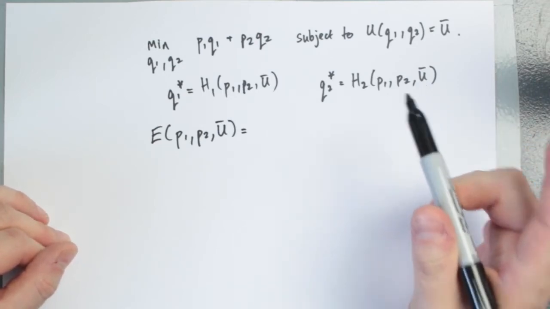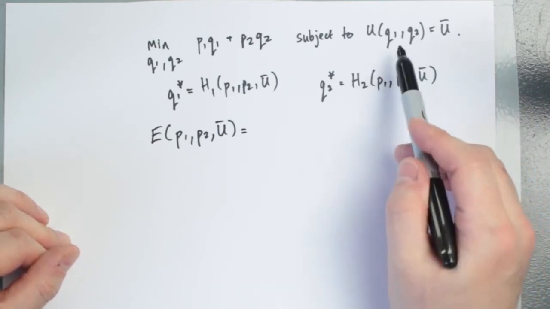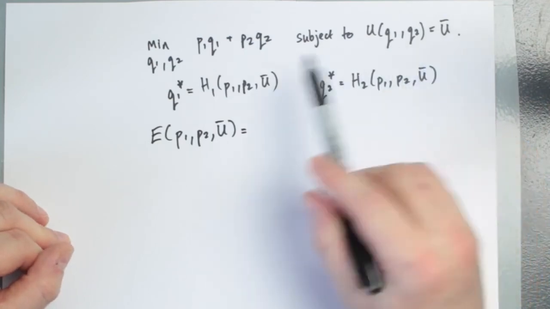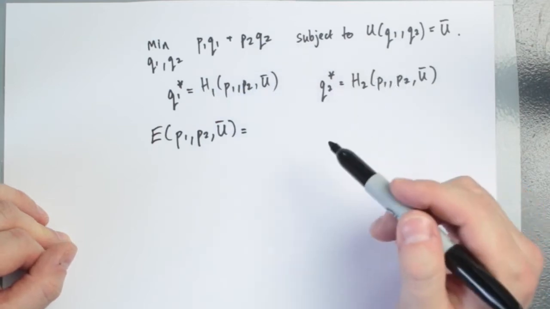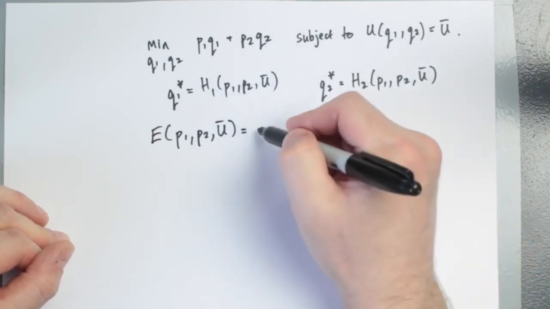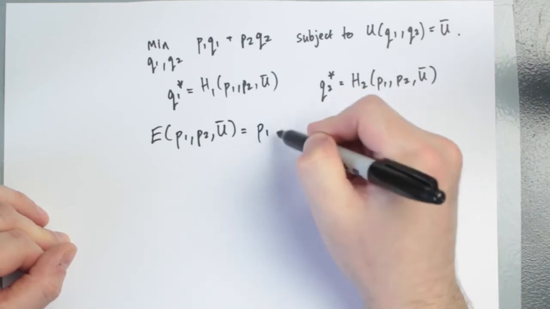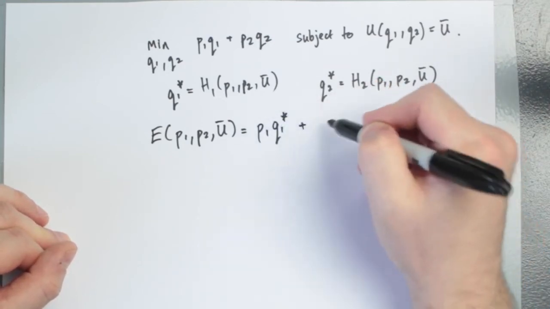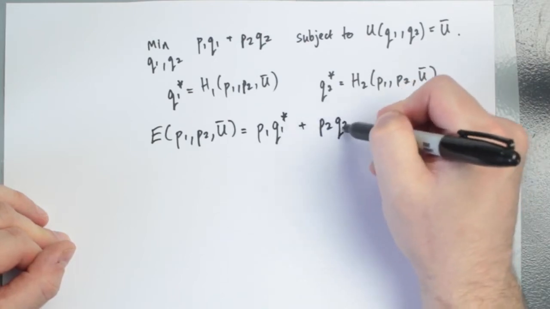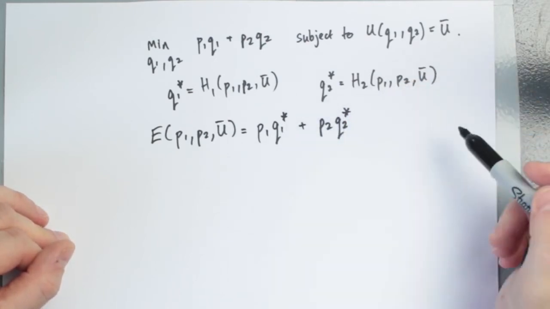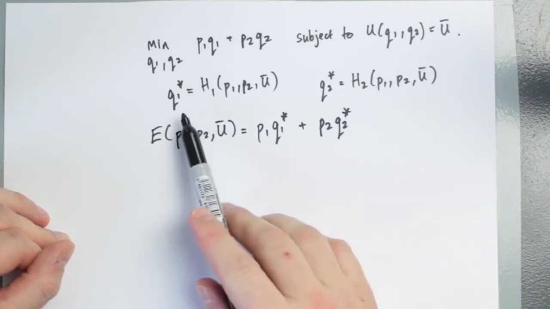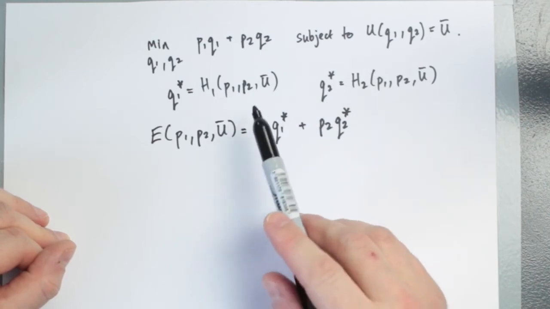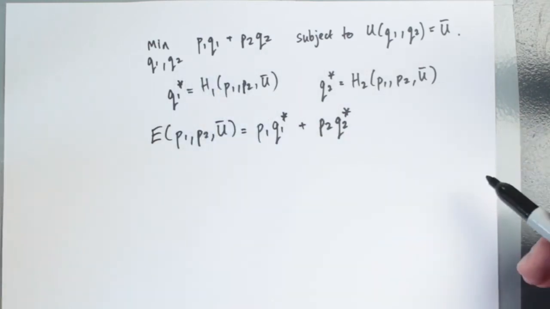What's the smallest amount of money that I need in order to achieve the target level of utility U bar when the prices are P1 and P2? Okay, so we can jump straight to this and say, well, this is P1 multiplied by our Q1 star plus P2 multiplied by Q2 star. That gives the expenditure required to purchase the bundle Q1 star, Q2 star, which solved the expenditure minimization problem.